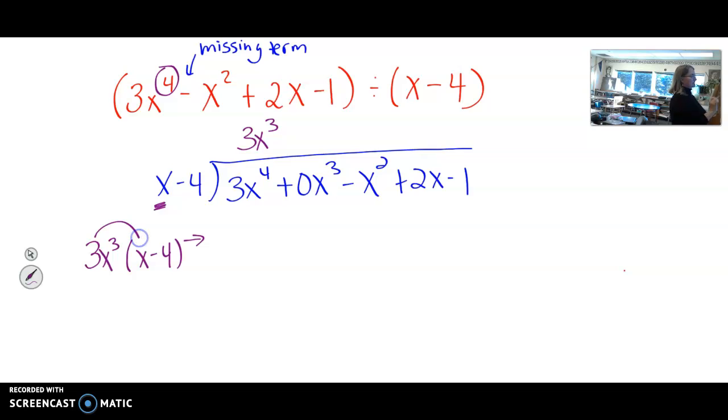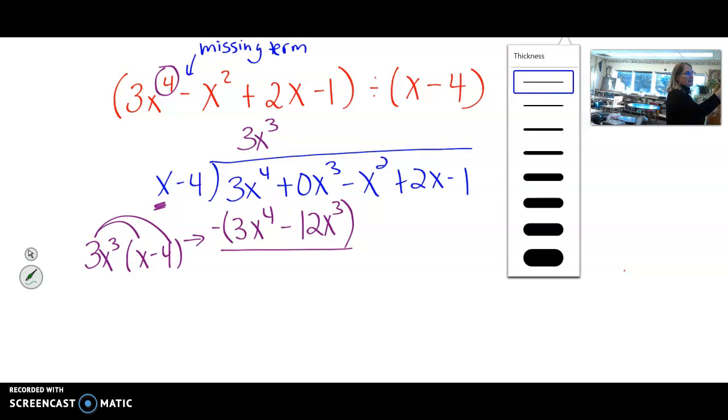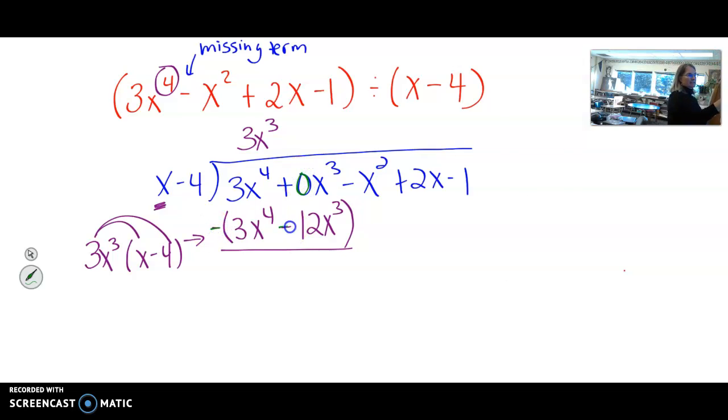Alright, so when I multiply 3x to the third times another x, I get 3x to the fourth, and I have to distribute that to the negative 4. I get negative 12x cubed. And we're going to subtract. So when you subtract here, you're going to take this 0 minus a negative 12 becomes plus 12. So 0 plus 12x cubed is 12x cubed. And we designed it so that first term, 3x to the fourth minus 3x to the fourth, will drop out and you have 0x to the fourth. And that's why we chose to multiply by 3x cubed, so that that would drop out.